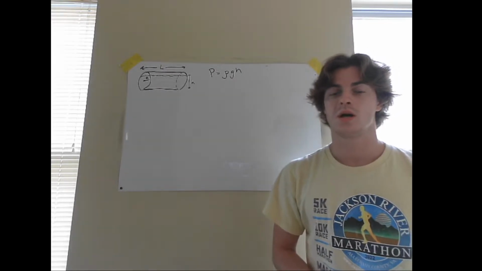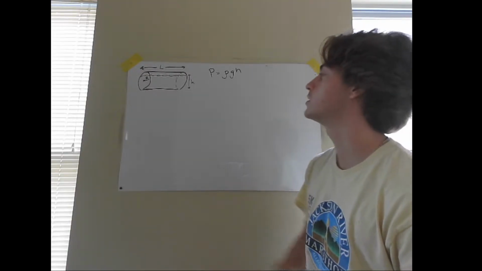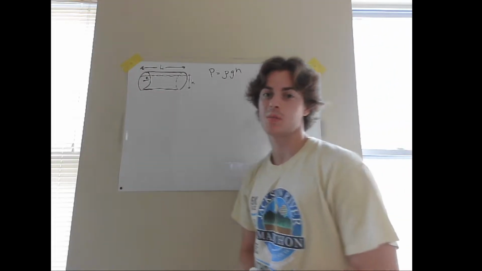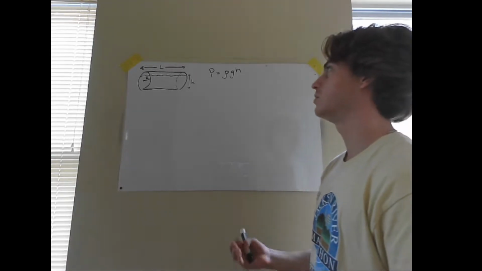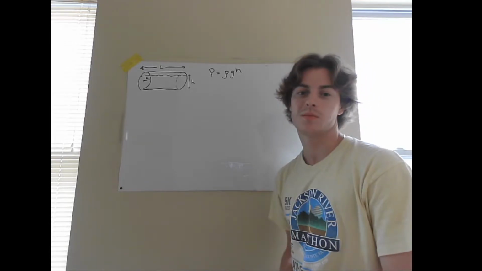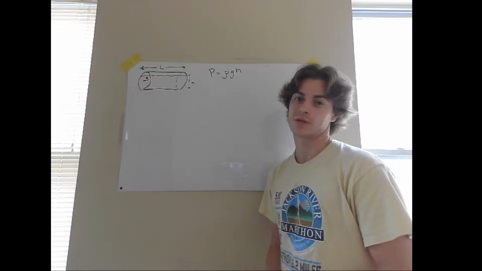So in this video, I'm going to be showing you how to calculate an expression that represents the pressure on the end cap of a sideways cylinder. This is useful for things like barrels or tanks, where you need to know how much pressure the tank needs to resist in order to build it so it doesn't explode.